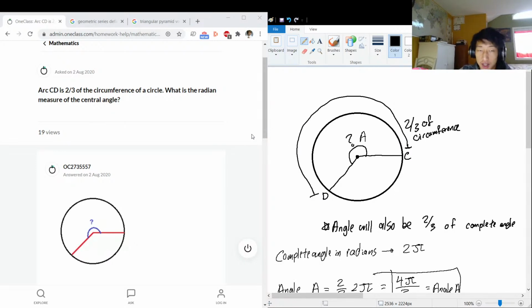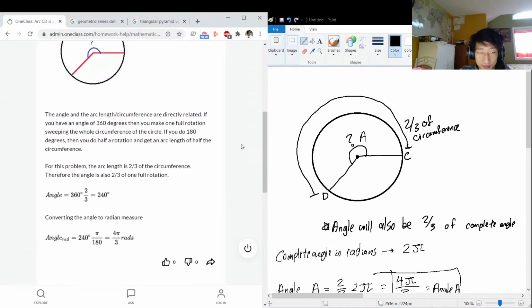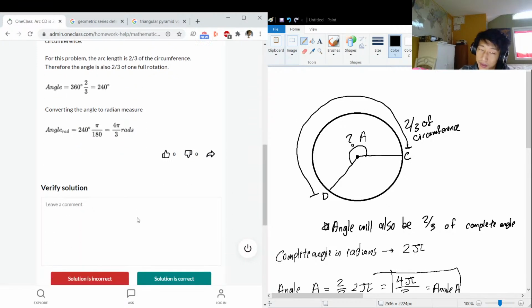Sounds good? Awesome. So yeah, they did it by converting it to degrees first, but you could do the whole thing in radians. But I guess you could convert it to degrees. The above solution is correct.